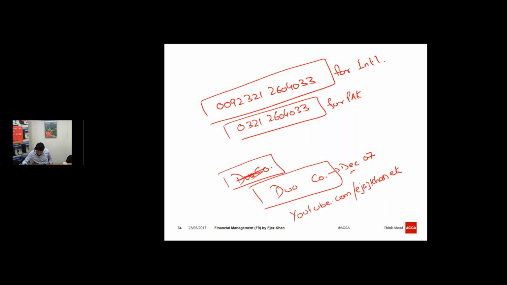Tomorrow we will be discussing sensitivity analysis. We'll be discussing capital rationing, and we'll be starting cost of capital.